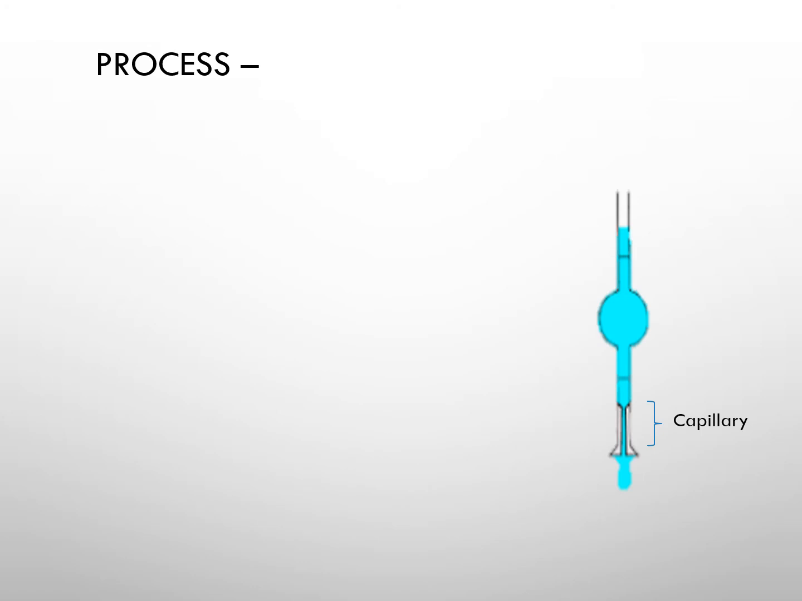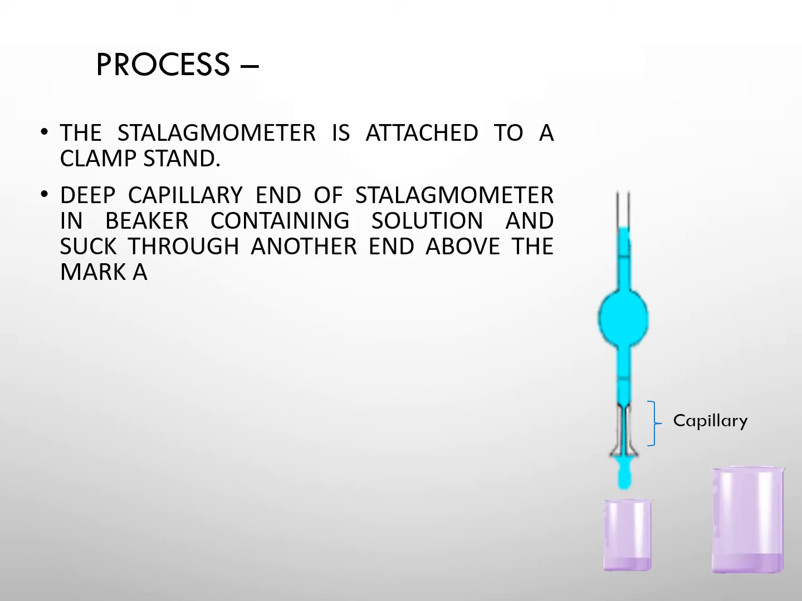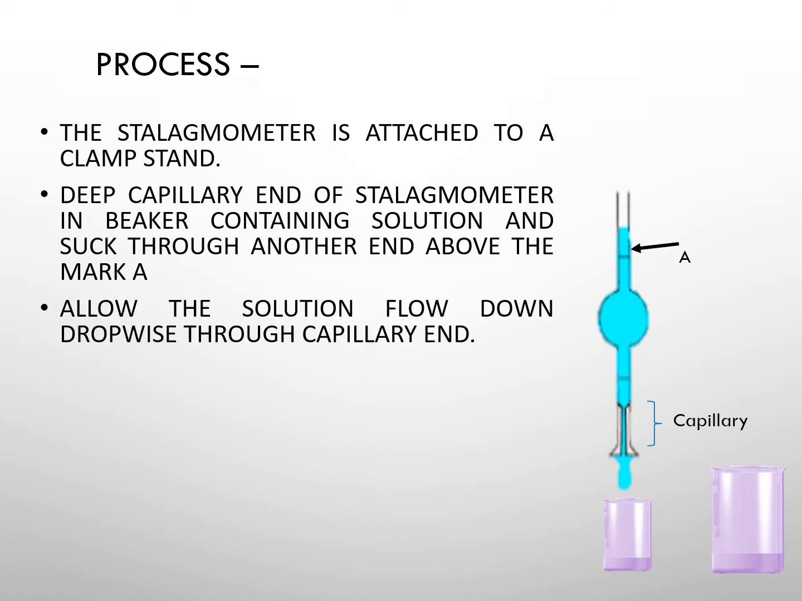Exact process: this is the stalagmometer shown here. One end of the stalagmometer is a capillary end. Now the process is carried out in such a way that the stalagmometer is attached to a clamp stand. Dip the capillary end of the stalagmometer in a beaker containing the solution and suck through the other end above the mark A. This is mark A. Allow the solution to flow down dropwise through the capillary end.